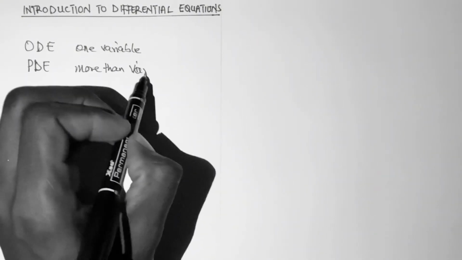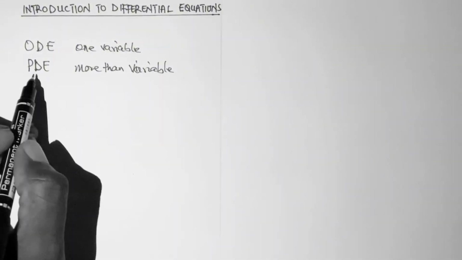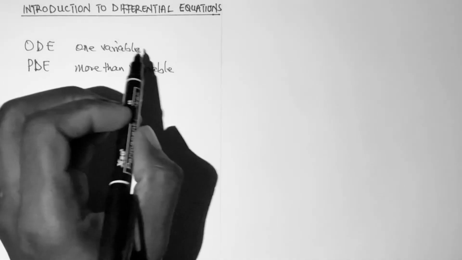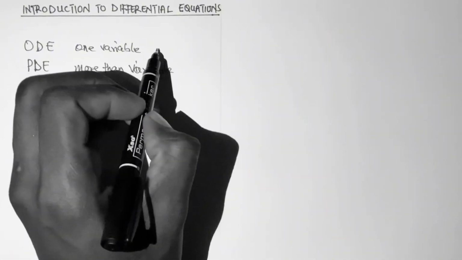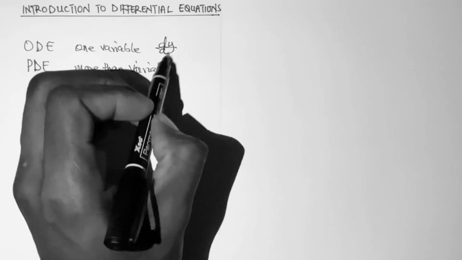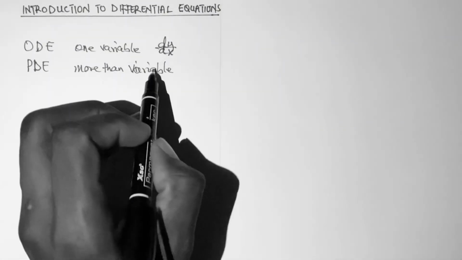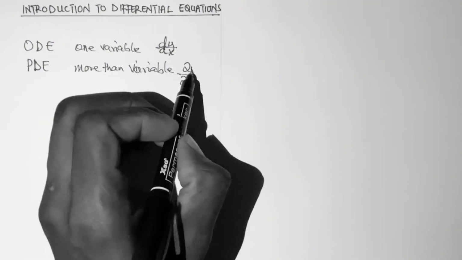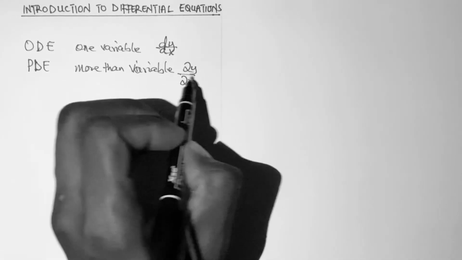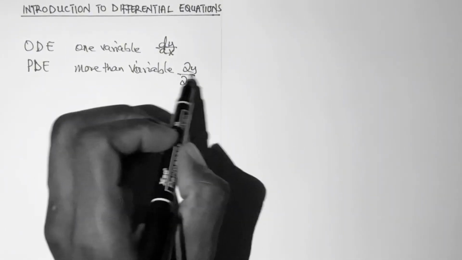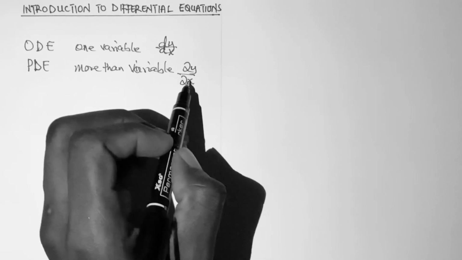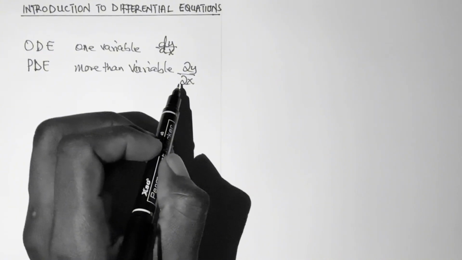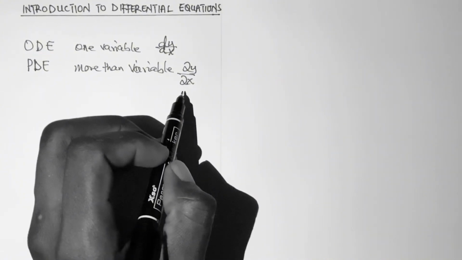Also, another significant difference is that ordinary differential equations are normally represented with a total derivative, which is, for example, dy/dx. And partial differential equations are normally represented with a partial derivative, for example, ∂y/∂x. Since there is more than one variable, you get maybe ∂y/∂x, then you get another variable. So this is the major difference between an ordinary differential equation and a partial differential equation.